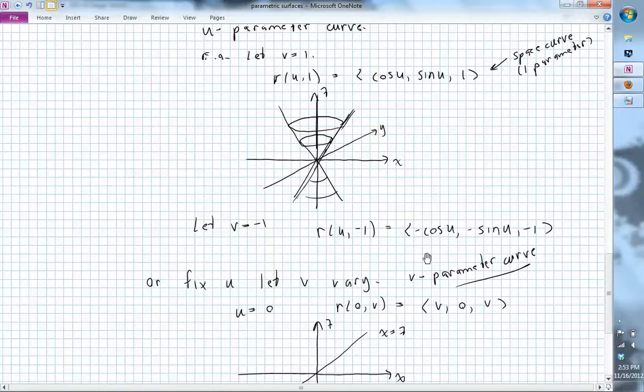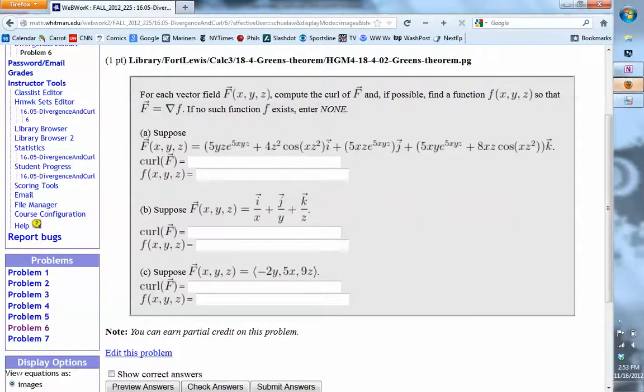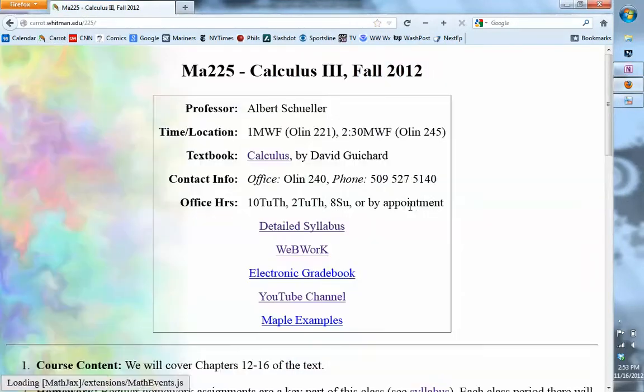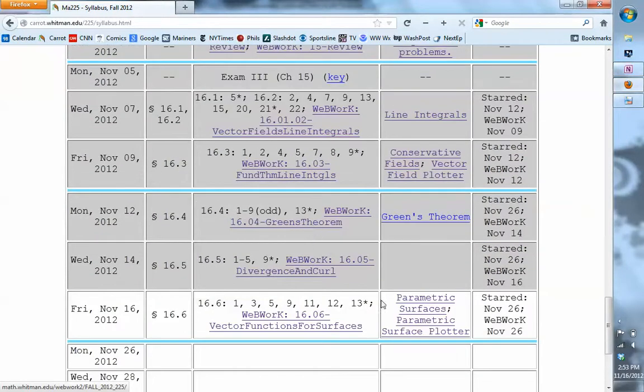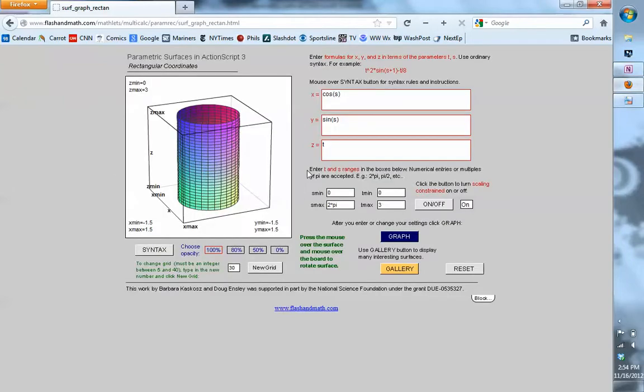So these V parameter curves are really useful to think about. They provide a lot of information about the surface. U and V parameter curves. We're going to see them again in a second, but what I thought I would do is show you a tool that I found online in case you're trying to visualize a particular surface. So there's a really nice Flash application that lets you plot parametric surfaces. And there's obviously a link on the web page here.